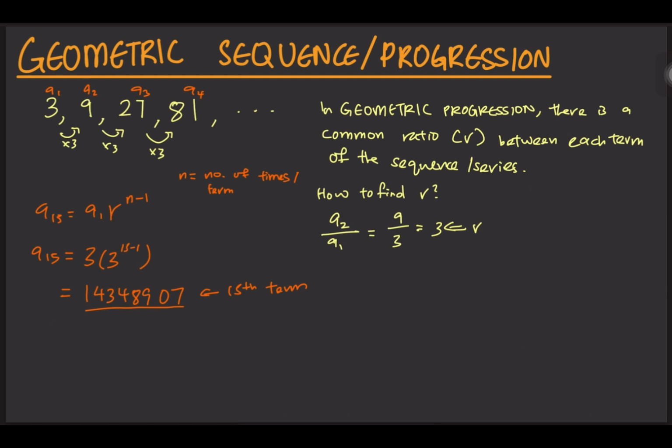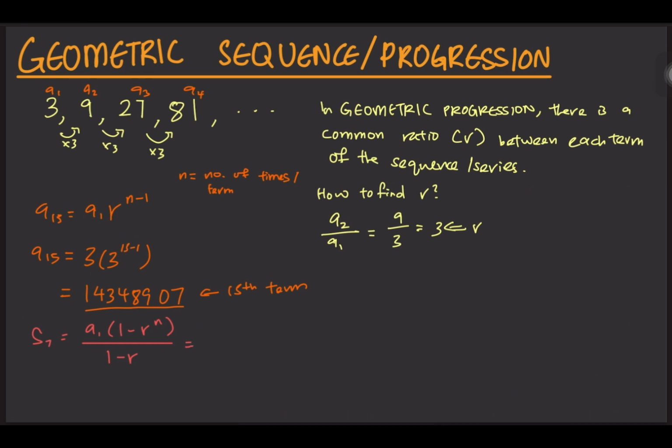But let's say we want to find the sum of the first, let me make a smaller number, first 7 terms. How do we find the sum of the first 7 terms? Also very simple. Unlike the arithmetic sequence, you don't need to find the last term. All you have to do is apply this formula: a1 multiplied by 1 minus r to the power of n, divided by 1 minus r.